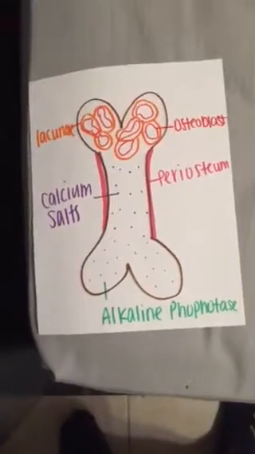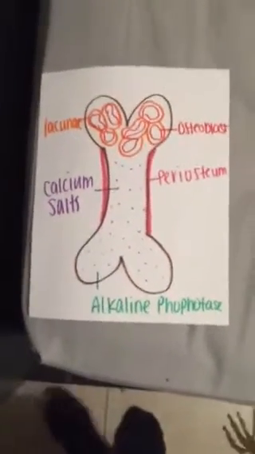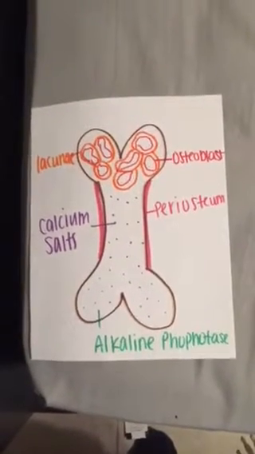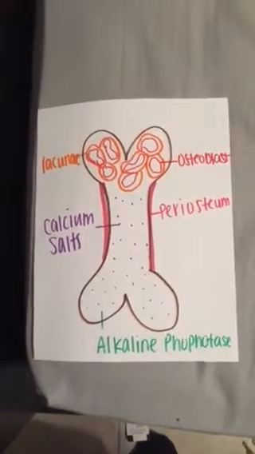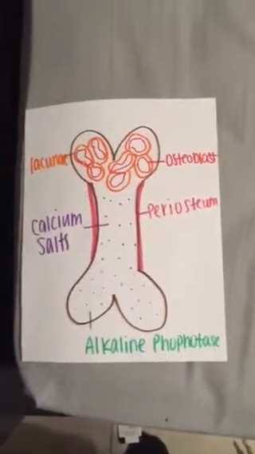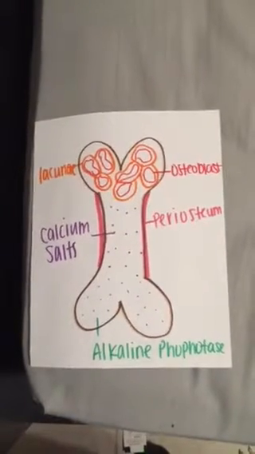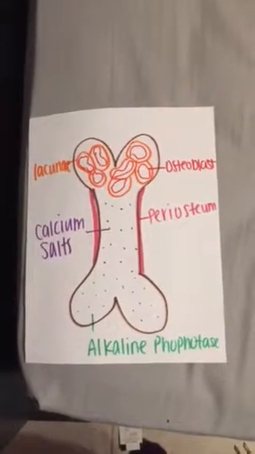Lacunae show up in the calcified bone. This is where osteocytes or osteoblasts are found in the actual bone. Found in the extracellular bone matrix, you will find calcium salts and alkaline phosphatase. They are there for if the body starts to run low on calcium or alkaline, it can be taken from the bone without hurting it.